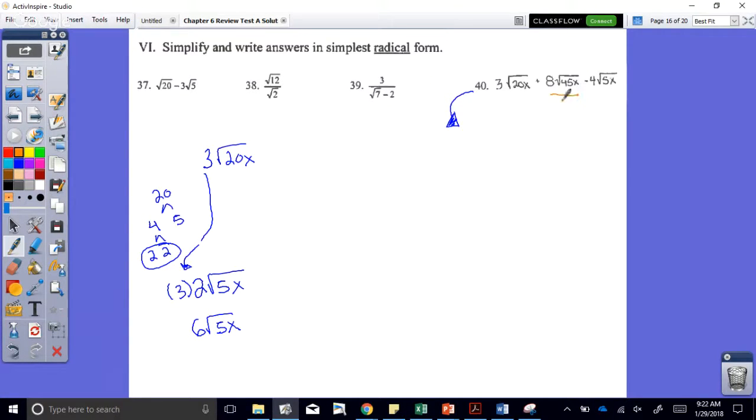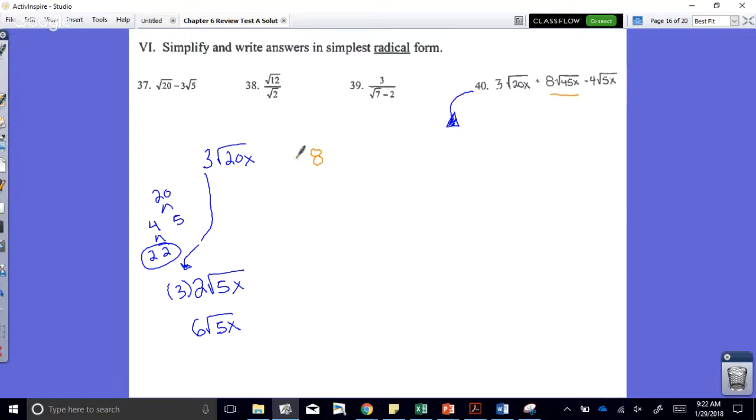And then I'm going to do that with the next piece. So I have an 8 square root of 45x. Okay, so I'm going to take 45. Okay, 45 is 9 times 5, and 9 is 3 times 3. So I can take out my group of 3. And the square root of 5 and the x are stuck inside. Again, we had this 8 to add in front. So I multiply by 8. And that gives me 24 square root of 5x.